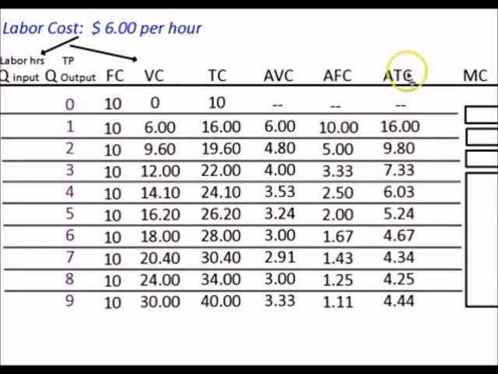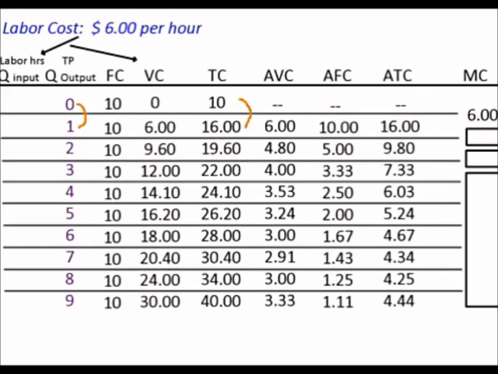Marginal cost. Here's the tricky part. Marginal cost calculations are a change in. As we go from 0 output to 1 output, so we go from 0 to 1, we want to look at what happens to our total costs. So as we go from 0 output to the first output, our total cost actually changes by $6.